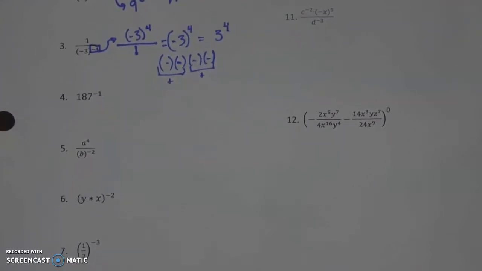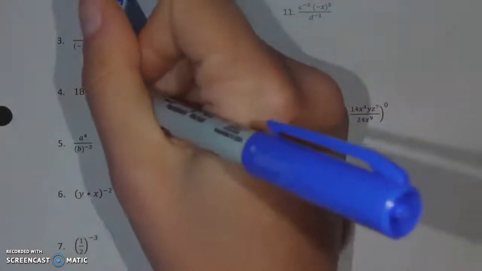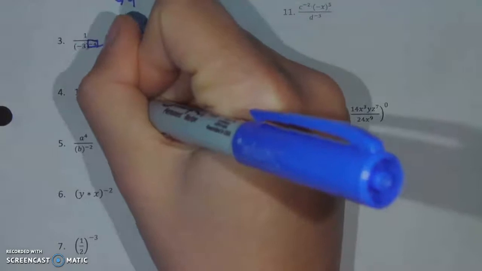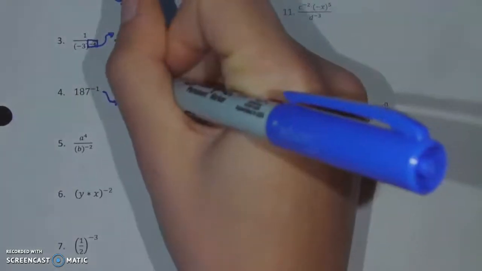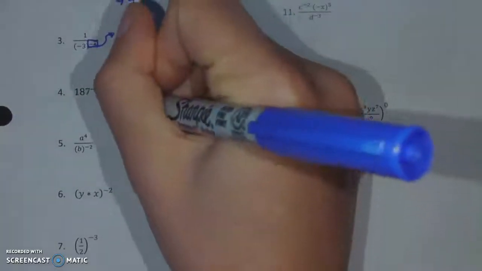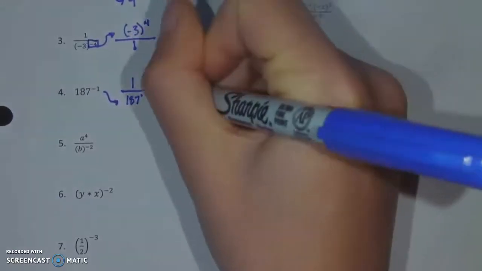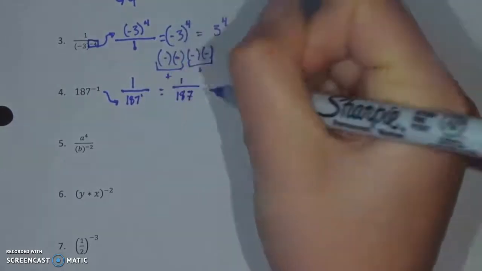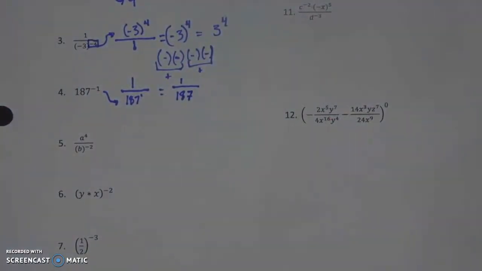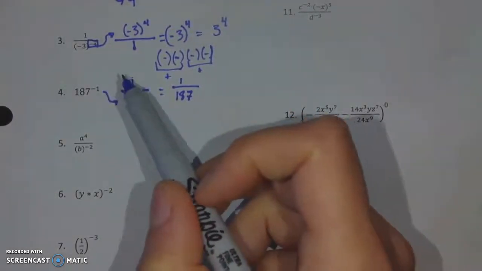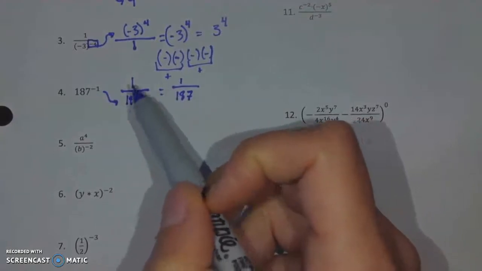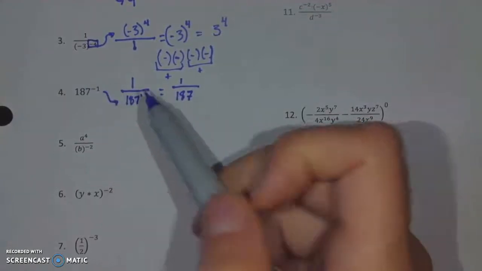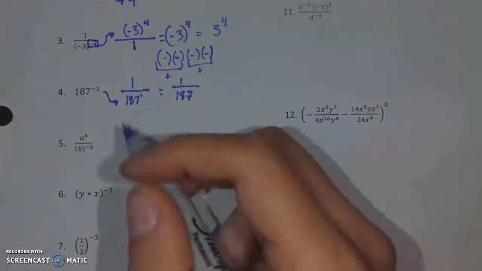Okay, so what about 187 to the negative 1? Well, don't forget that negative says send it to the bottom of a fraction. So we end up with 1 over 187 to the first power. And the first power actually doesn't do anything to the number. It just leaves it as it is because it's being multiplied by itself one time. In other words, it's just 187. So you will see this often as it wants you to just turn it into its reciprocal. Negative 1 is a shorthand for reciprocal.